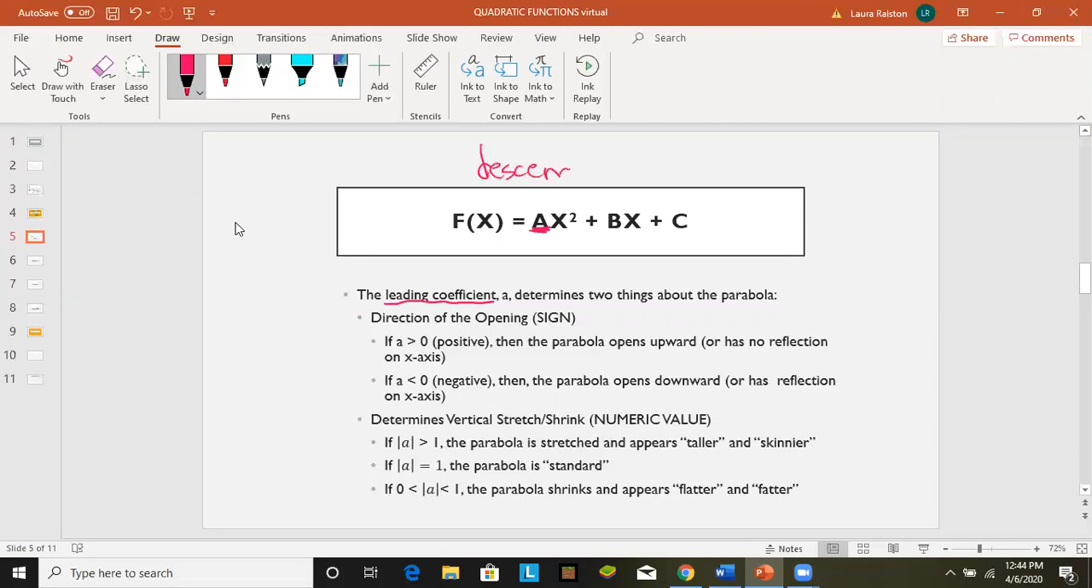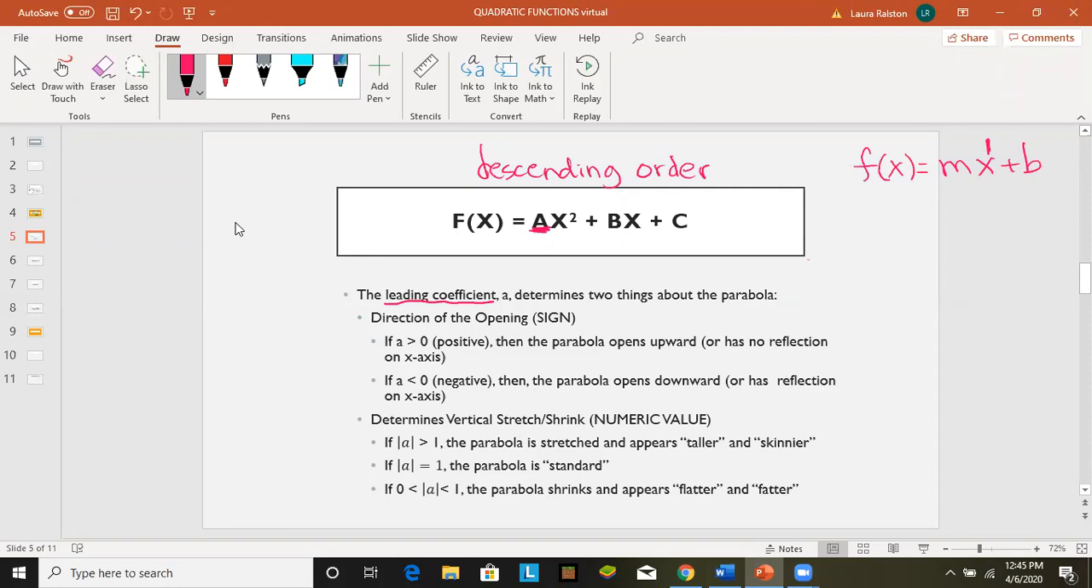We typically write functions in descending order of exponents. We do that even with linear, because with linear we would write f of x equals mx plus b. Remember that understood one is there, so you have the highest exponent variable first, then you have the constant. So we do the same thing with a quadratic.